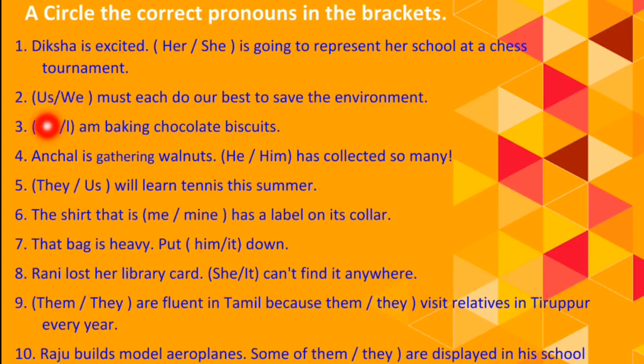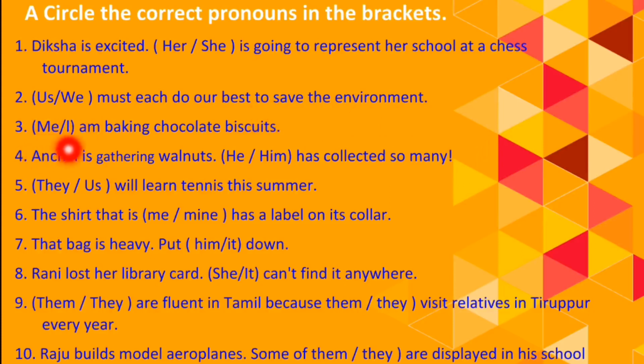Now let's see the second one. Us or we must each do our best to save the environment. Here, dear children, you can understand the difference between us and we, because we is coming as a subject, whereas the pronoun us is coming as an object. Here the subject place is vacant, so we have to use the word we. We must each do our best to save the environment. We is the correct answer.